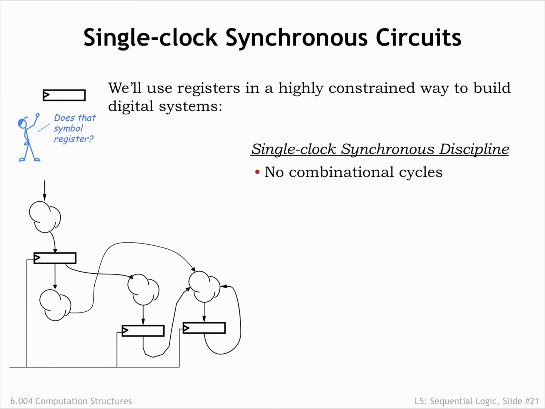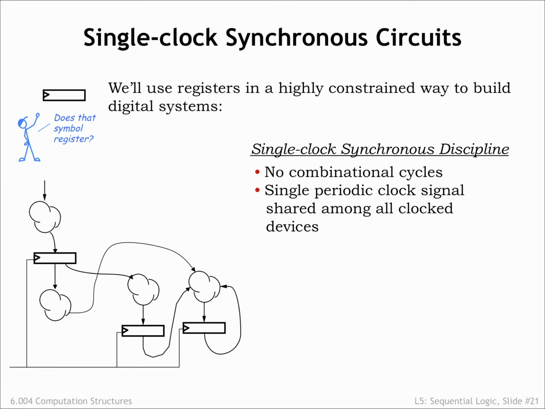Remembering that there is no combinational path between a register's input and output, the overall circuit has no combinational cycles. In other words, paths from system inputs and register outputs to the inputs of registers never visit the same combinational block twice. A single periodic clock signal is shared among all the clocked devices. Using multiple clock signals is possible, but analyzing the timing for signals that cross between clock domains is quite tricky, so life is much simpler when all the registers use the same clock.